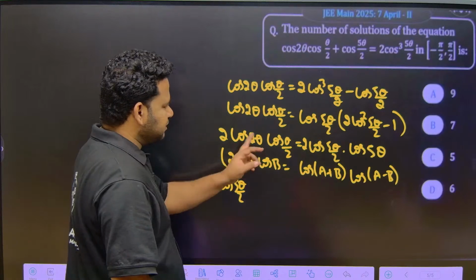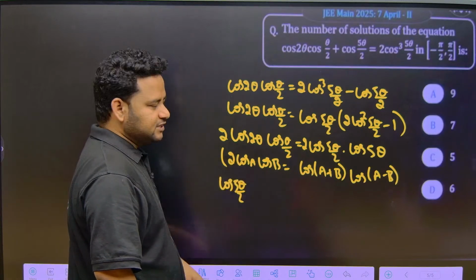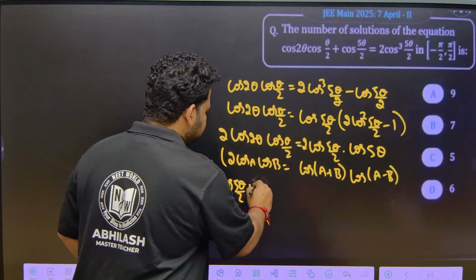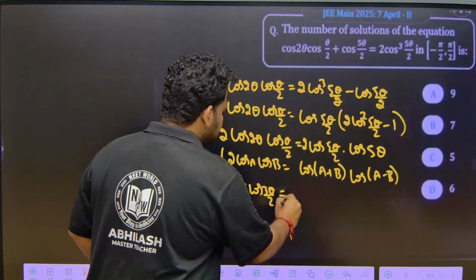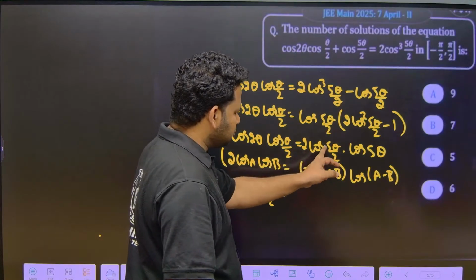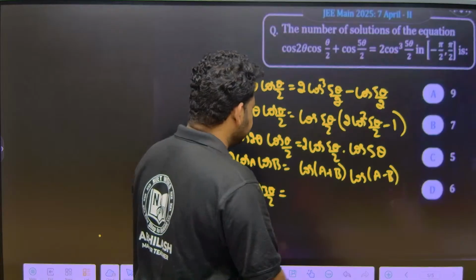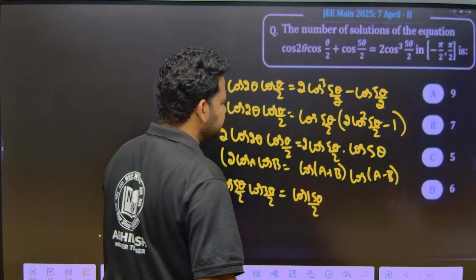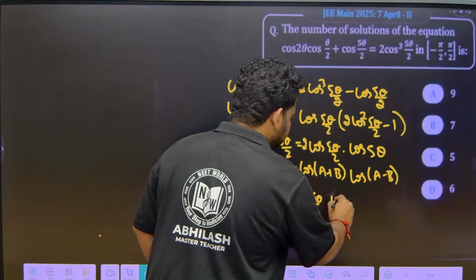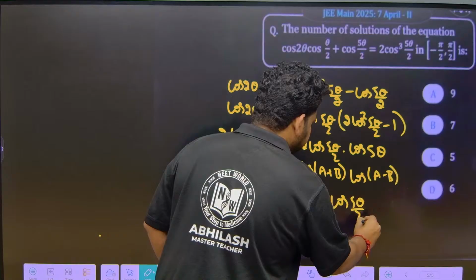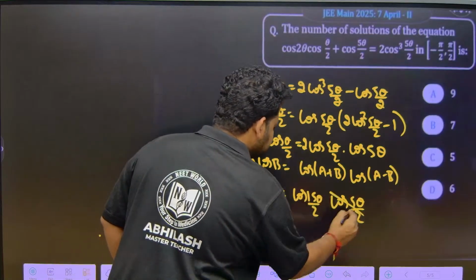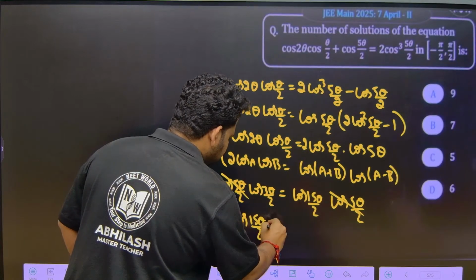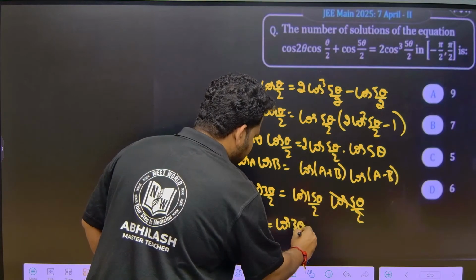This is 4 minus... 4θ minus θ is 3θ. Okay, 2 2s are 4, and 4 minus 1 is 3. So cos 3θ/2. This is what we have. If you add this, you will get cos 15θ/2. If you subtract this, 15 minus... you get cos 5θ/2. This and this I can definitely cancel. I will have cos 15θ/2 equal to cos 3θ/2. This is what I have.